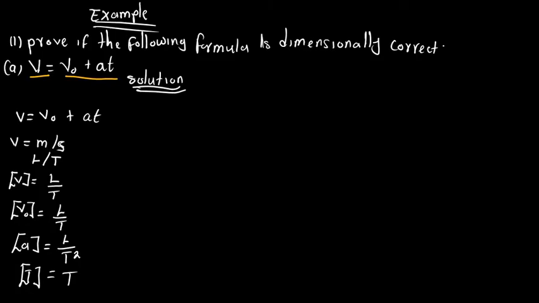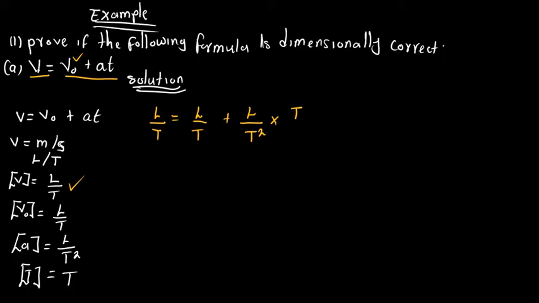Now look at this. Where there is V final, I am going to replace it with its dimensions, which is L over T, equal to, where there is V initial, I will replace it with its dimensions, which is L over T, plus where there is A, which is the acceleration, I'm going to replace it with its dimensions, which is simply L over T power 2. Now A and T are multiplying, so I'm going to multiply this and then I'm going to put my time here.